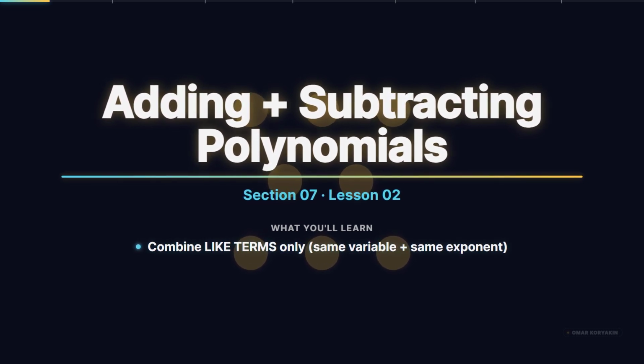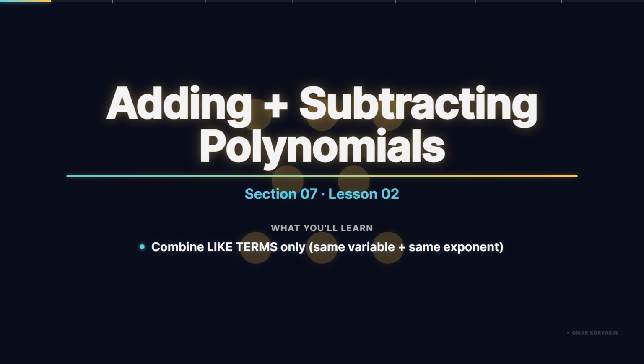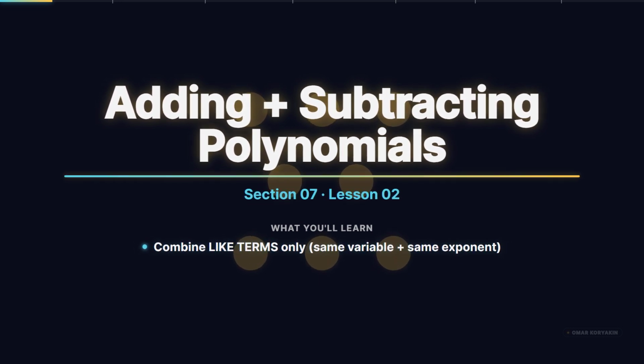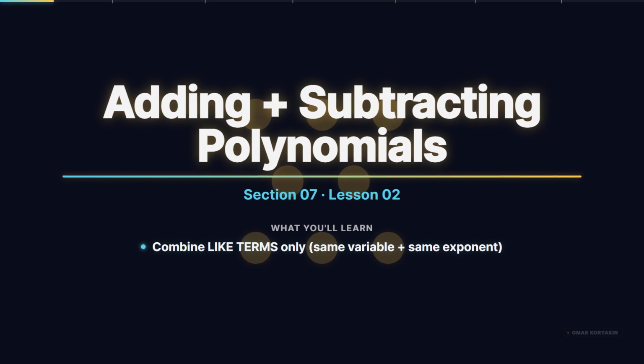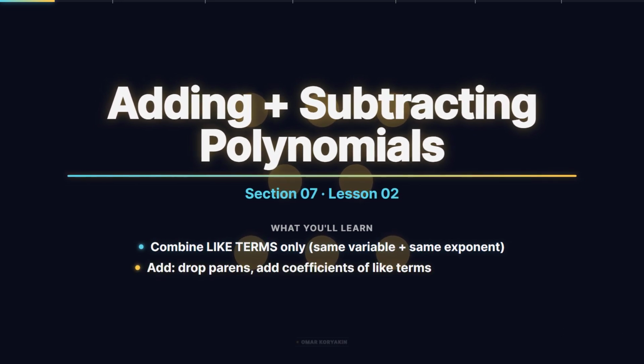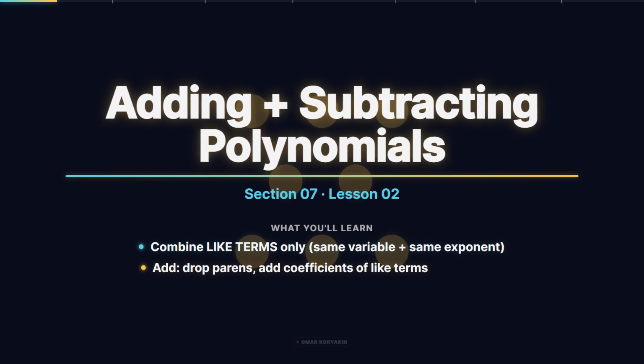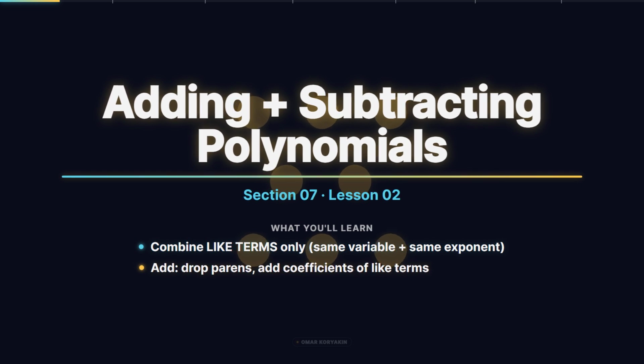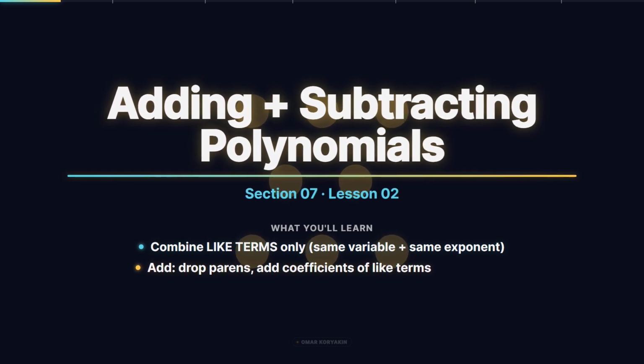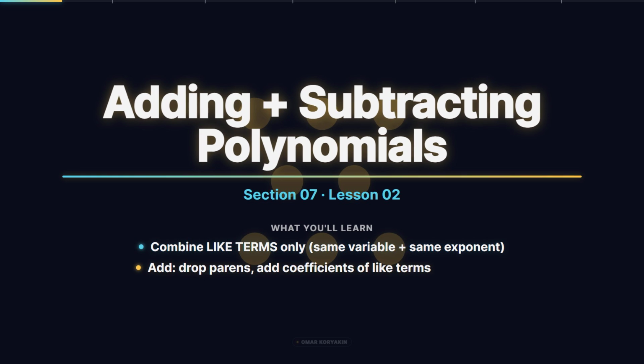The result is automatically a polynomial in standard form if both inputs were already in standard form, because the like term operation preserves the descending exponent ordering. Second idea. Subtracting two polynomials requires one extra step before the like terms work begins. Distribute the negative sign through the second polynomial.